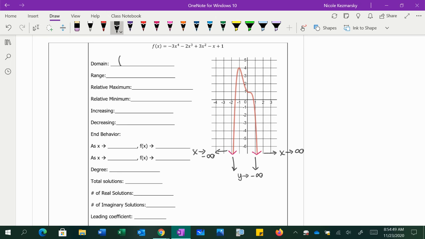So the domain is going to be -infinity to +infinity, as it will always be for polynomials. The range, however, is going to be a little bit different because both arrows are pointing in the same direction. They're both pointing down. So we know the range is going to start at -infinity because both arrows are pointing down, but we need to know how high the graph goes. And so if you look at the entire graph, you can see that it goes all the way up to this spot right here that I'm drawing an arrow to. So that point is also the maximum, so that's going to be helpful.